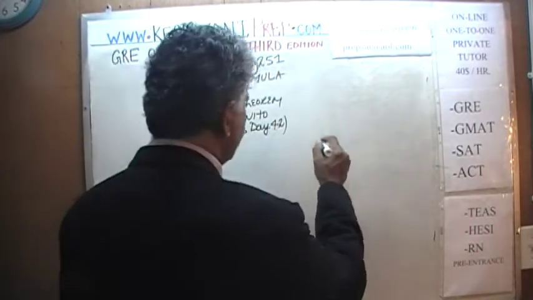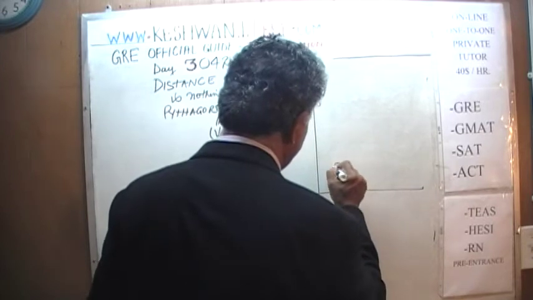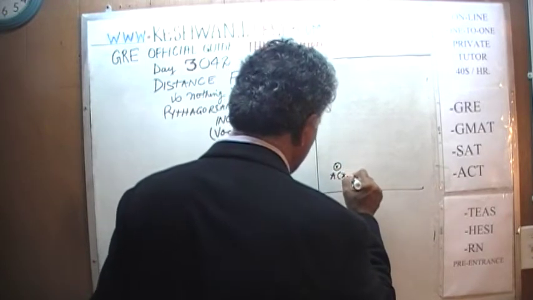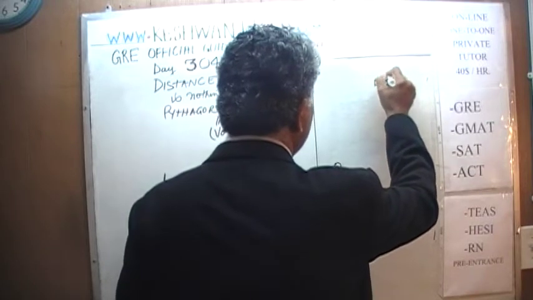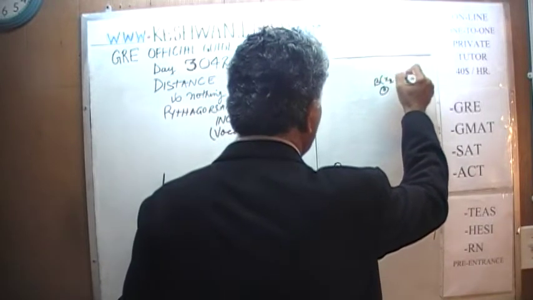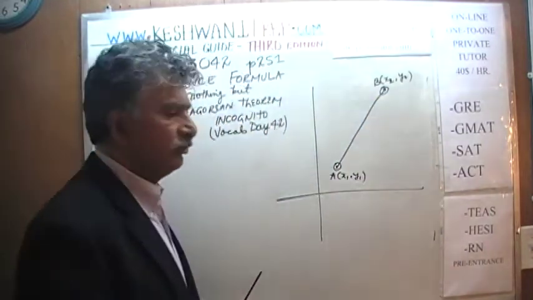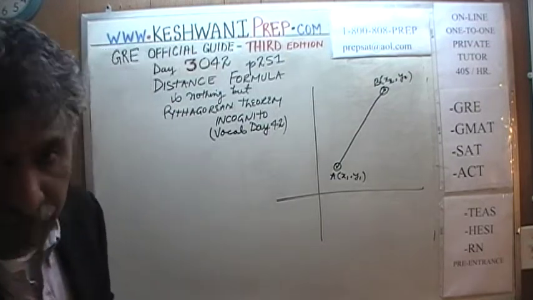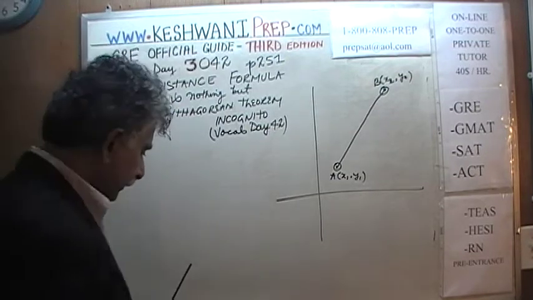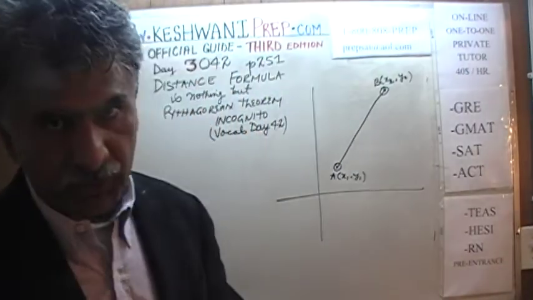For example, here are the two points. Let's first draw the coordinate system here. Here is point A with the coordinates x1, y1. And let's say here is point B, x2, y2. And the question is, what is this distance, A to B? The way we're going to find out this distance is by making a right angle triangle.